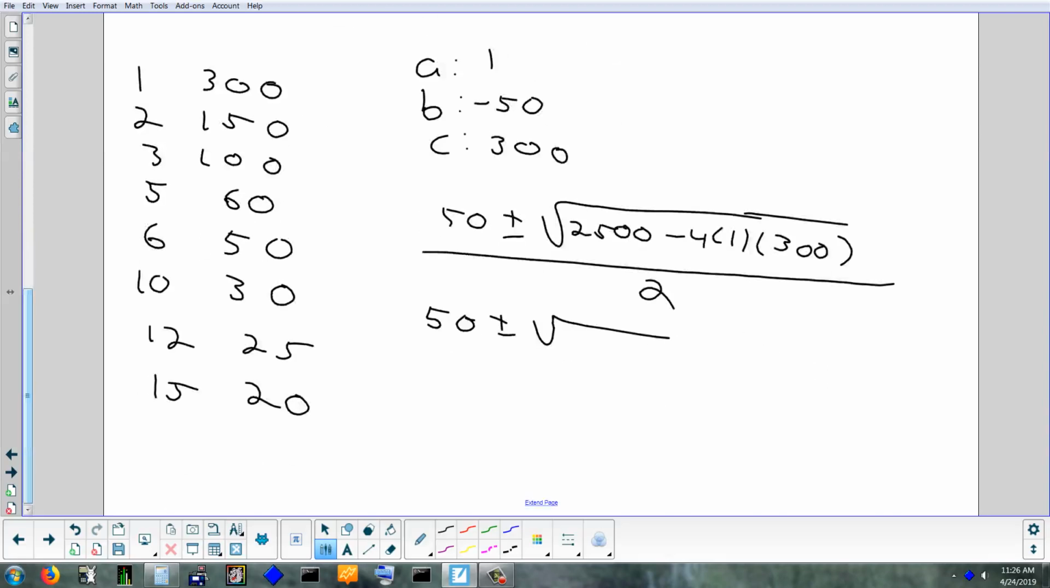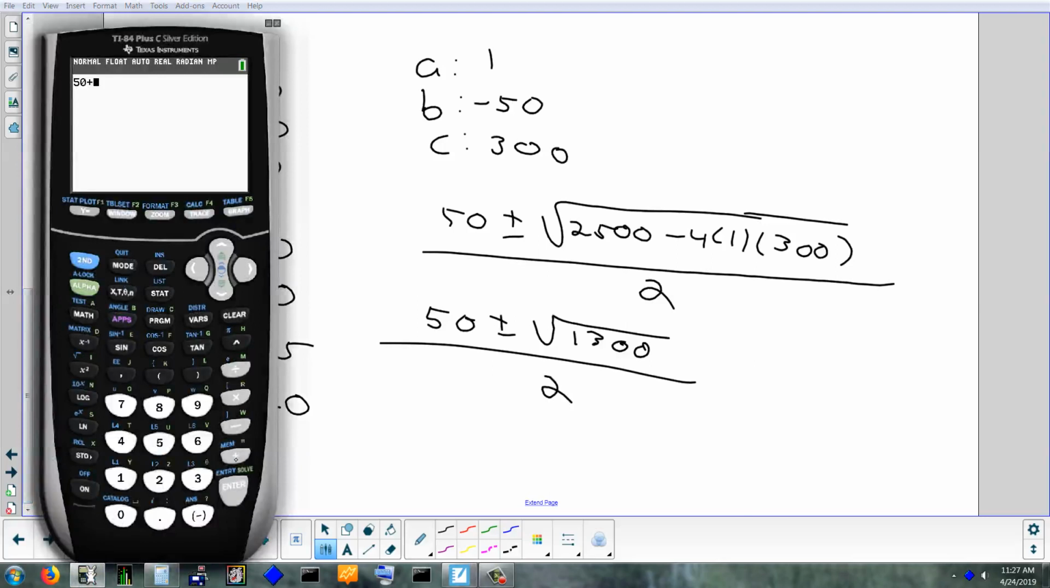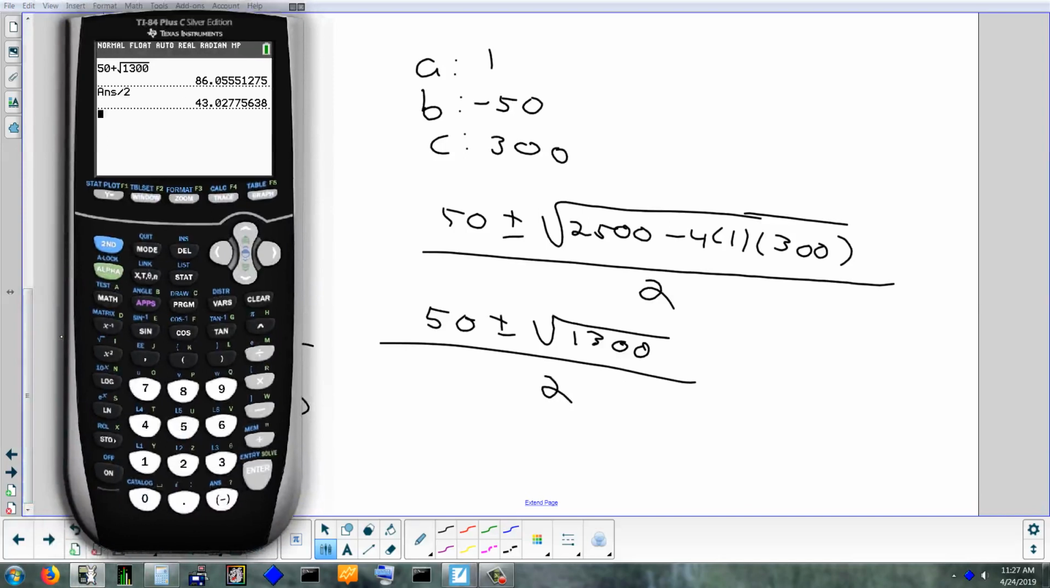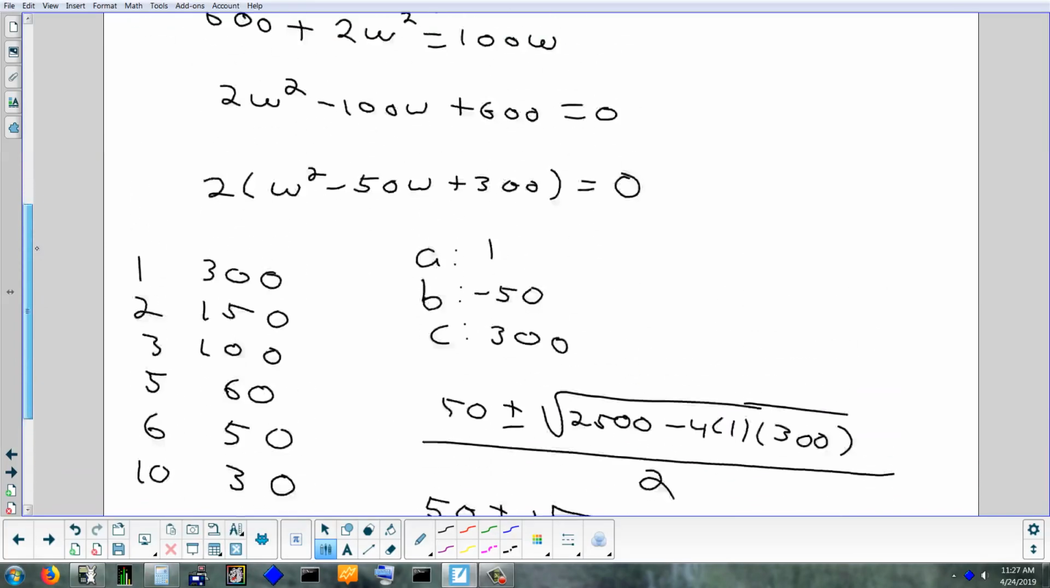All right, so let's see what we get. 50 plus or minus, what's 4 times 300? 1200. And what's 2500 minus 1200? 1300. And that's the reason right there why we weren't able to find an answer, because the square root of 1300 is not a nice number. Okay, so let's see what we get. We get 50 plus the square root of 1300 and divide that by 2. So we get about 43.03. And what are we solving for? W.